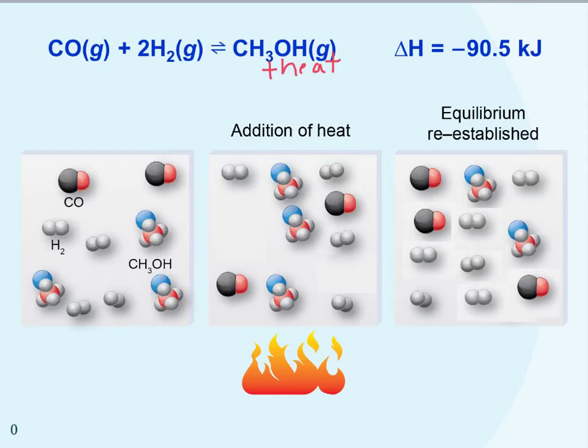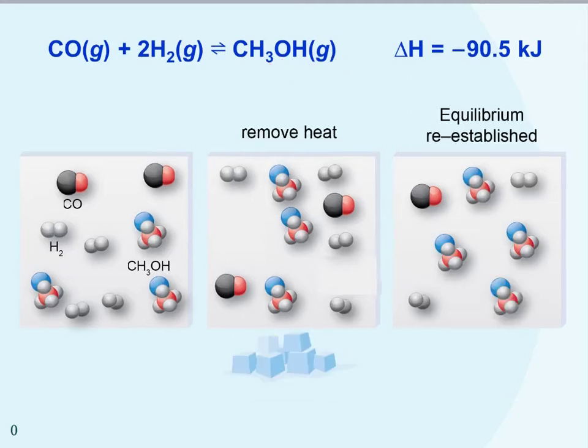So I'm adding heat, I shift to the left, which means I have the formation of more of my reactants, and I have consumed some of my products. I've consumed some methanol. So heat, because it's an exothermic reaction, is treated just like a product and shifts the reaction towards the left side, towards the formation of more reactants.